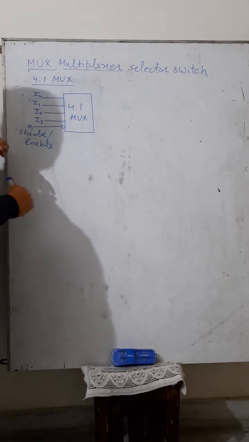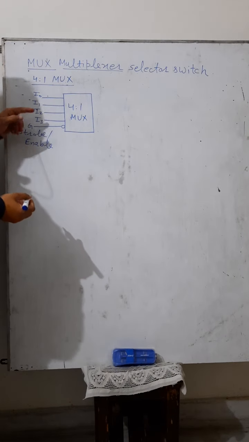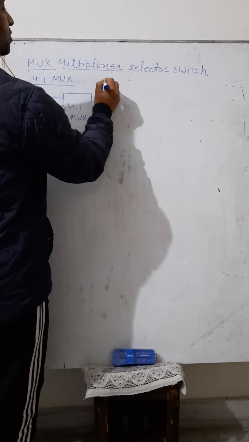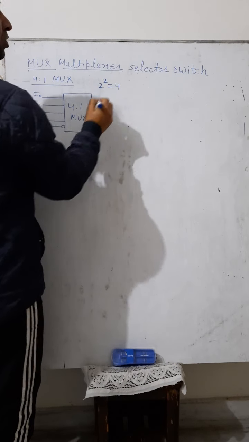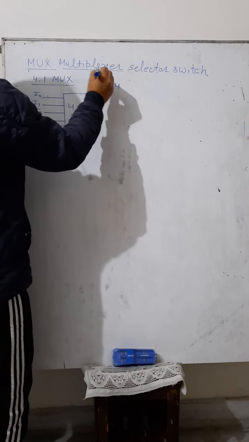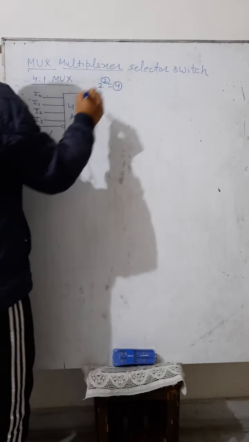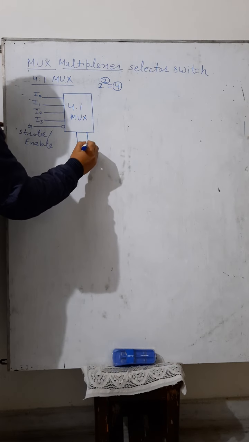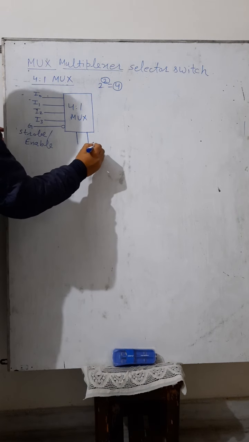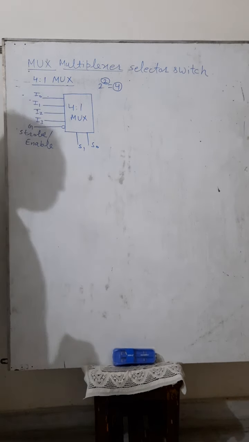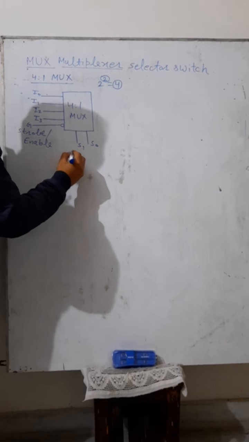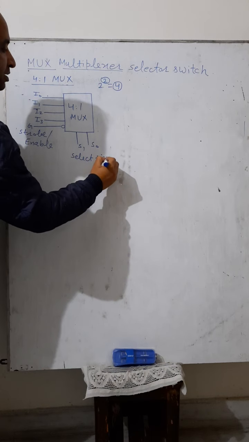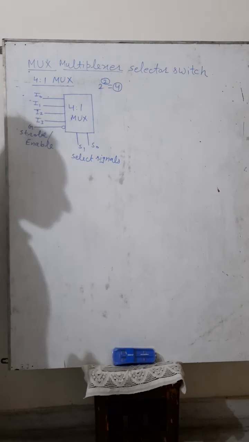Okay, then how many select signals will be there? Because 4 inputs are here, so it means 2 raised to power 2 is equal to 4. This is the value of m and this is the value of n. It means here 2 select signals will be there. Okay, S0 and S1. Okay, these are select signals.